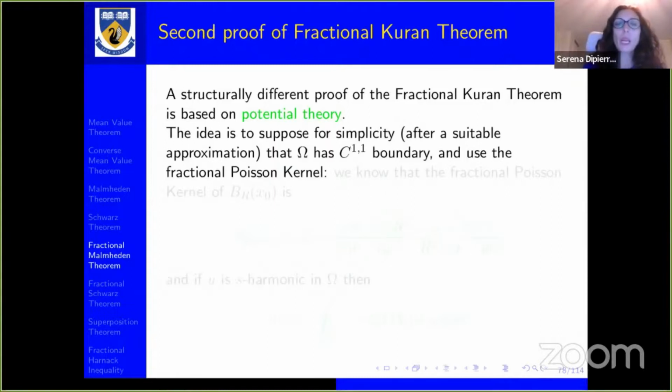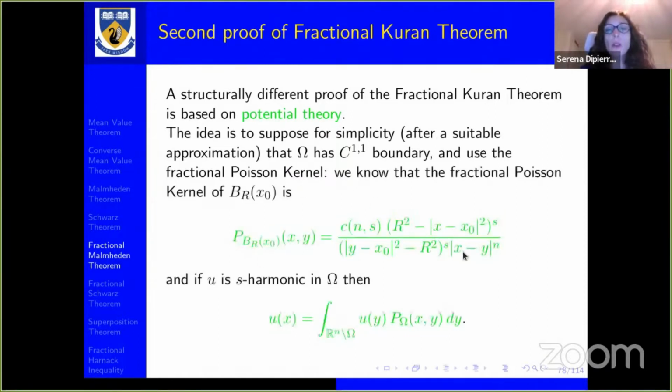The idea is that, at the end of the day, because we are comparing the fractional mean value formula in omega and in a ball, if omega is regular enough, so that you can define a Poisson kernel for omega, then you end up actually comparing the Poisson kernels of the ball and of omega. So if I assume for simplicity that omega has a C^{1,1} boundary, I can use the fractional Poisson kernel.